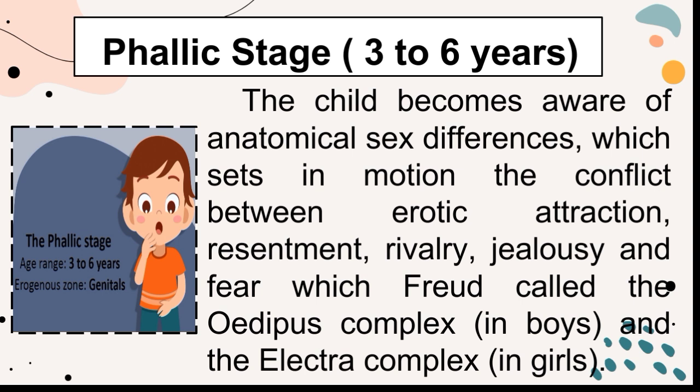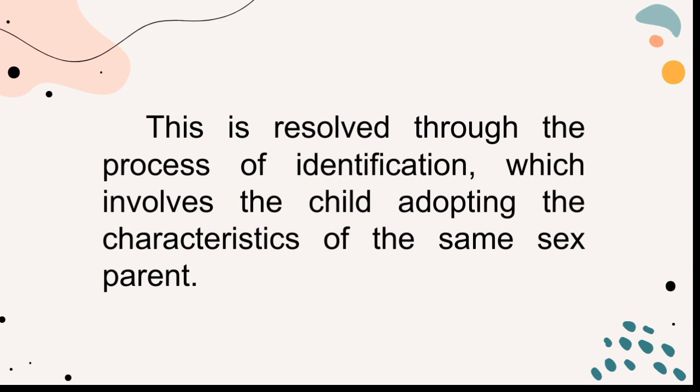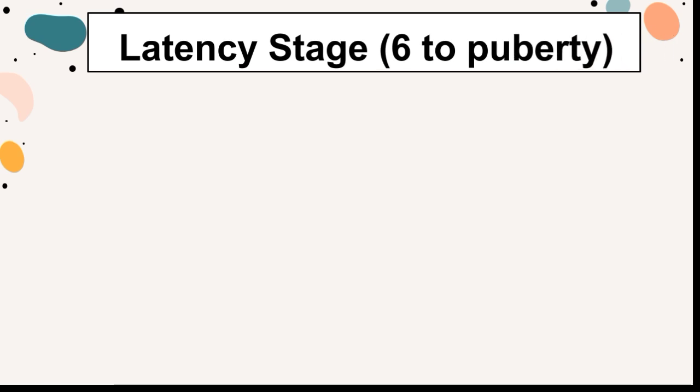So ang bata nga lalaki ani is muduol sa iyang mother, and also ang bata nga babae is muduol sa iyang father. This is resolved through the process of identification, which involves the child adapting the characteristics of the same-sex parent. The fourth one is the latency stage, 6 to puberty.